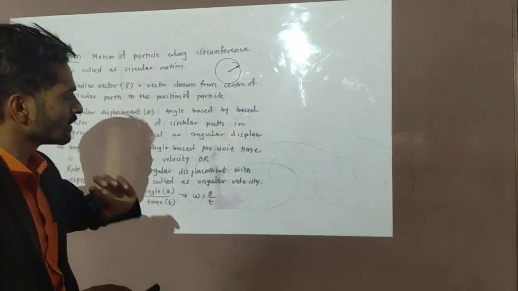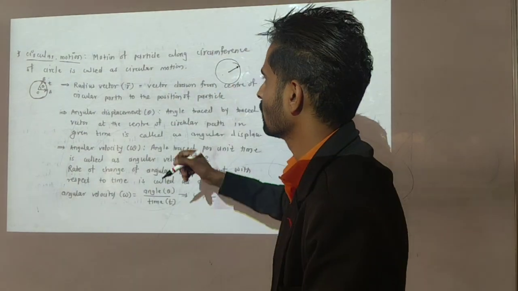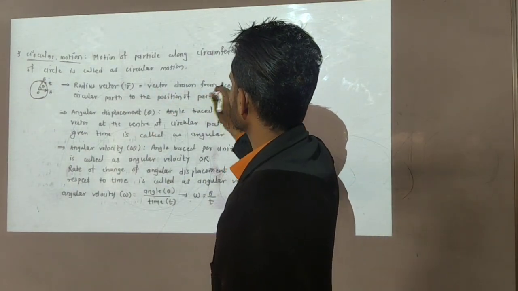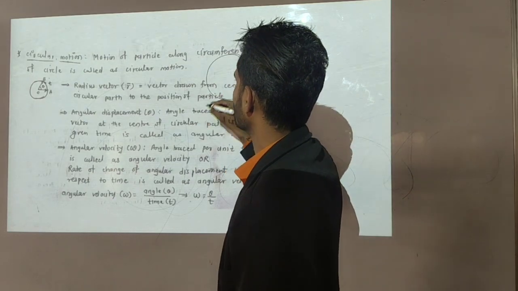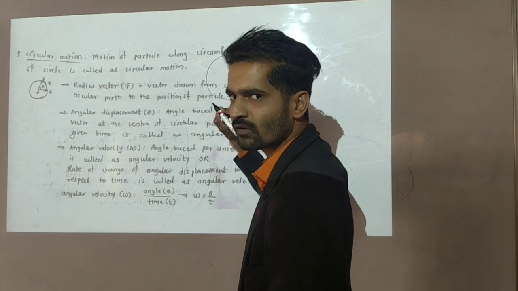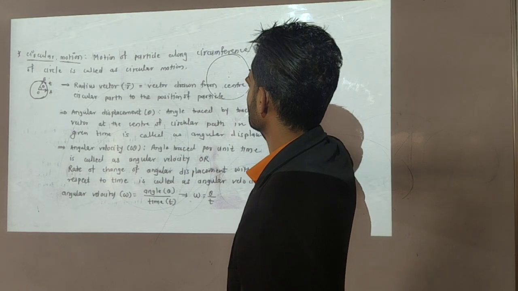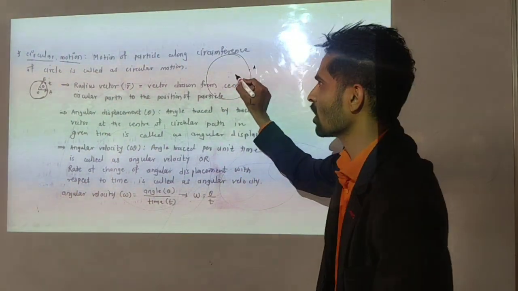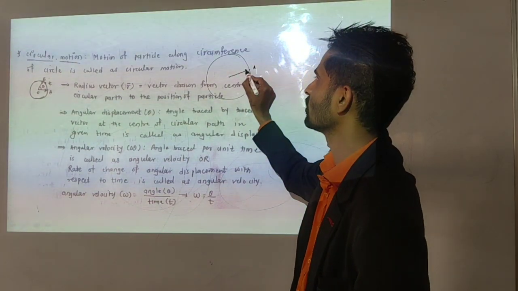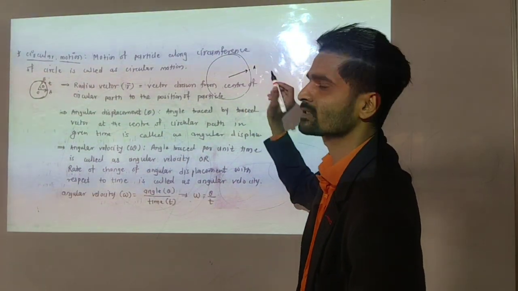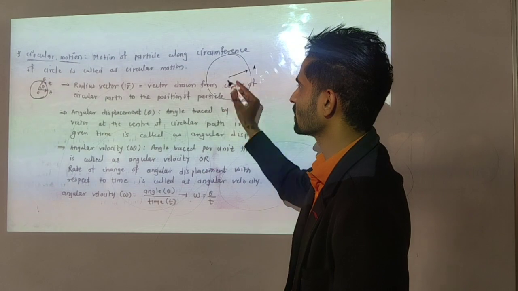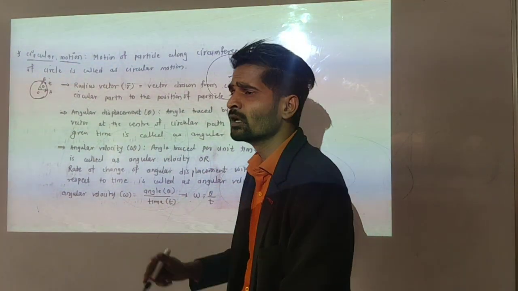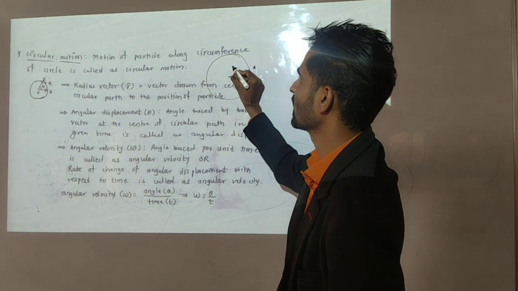Some related quantities for a circular motion: the first one is the radius vector. Suppose a particle is moving in a circular path. This is the center of the circular path, and the particle is initially at point A. Then the vector drawn from the center of the circle to the position of the particle is called a radius vector, which is denoted by r bar.